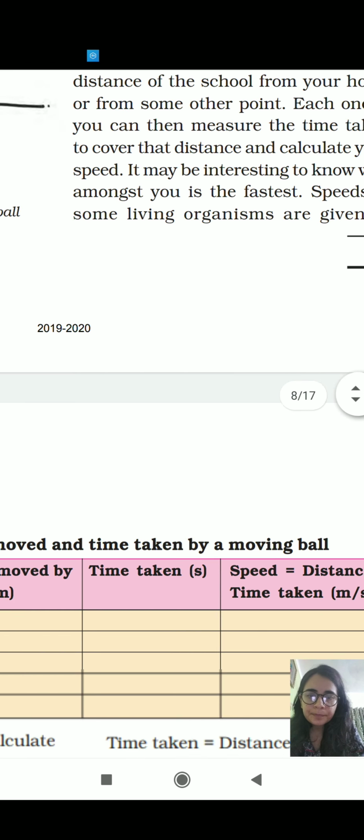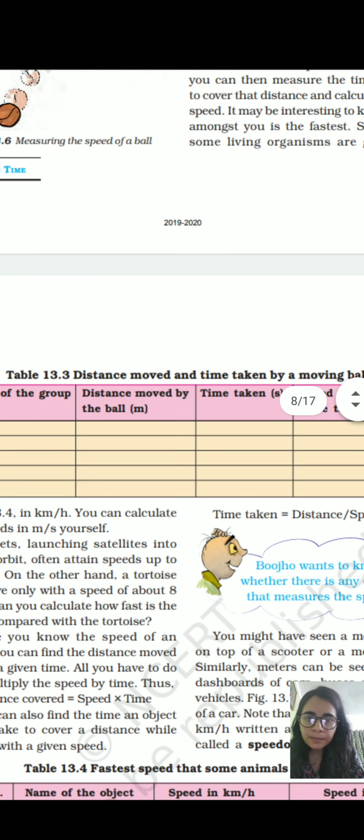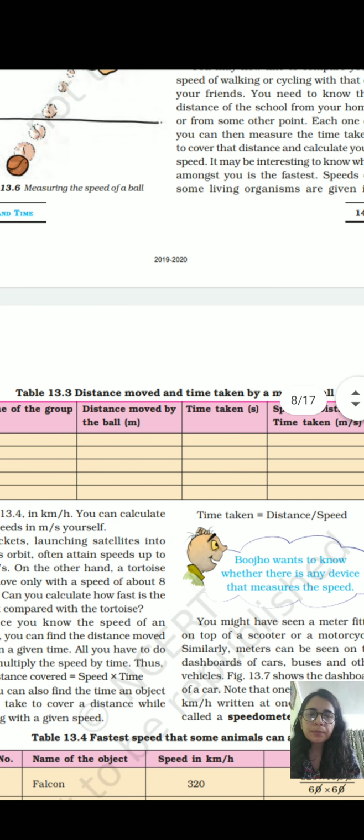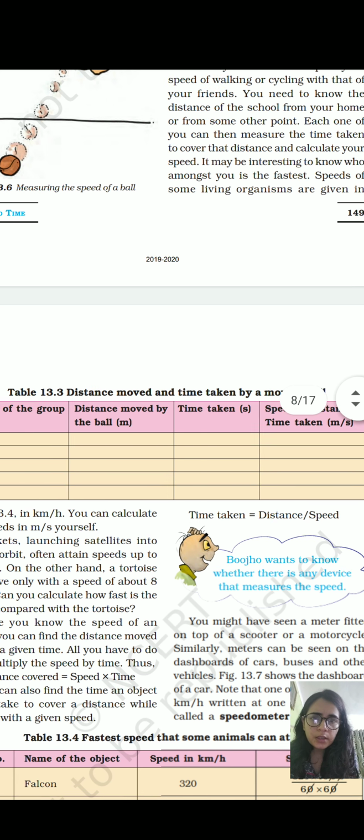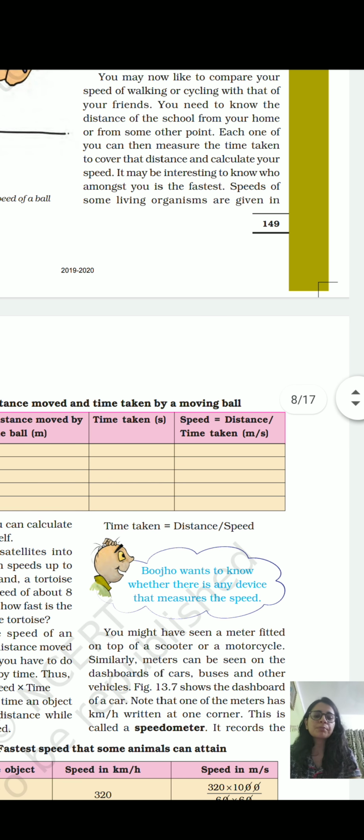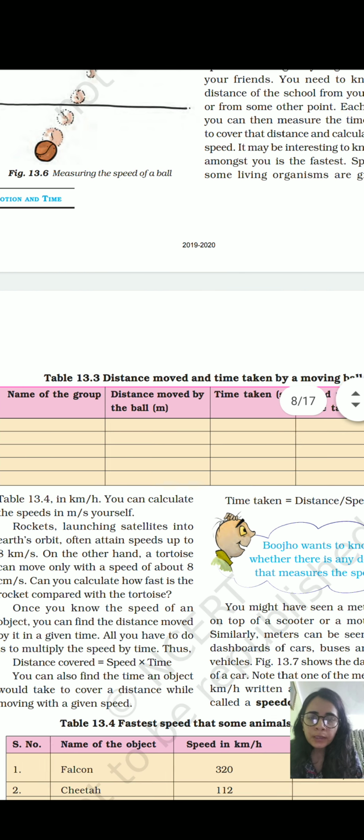Also here is some observation. You can write the name of your group. You can make 2-3 groups. You can record the name of the group, distance moved by the ball, and time taken. So you can calculate speed as distance by time. You can do this observation at your home easily.